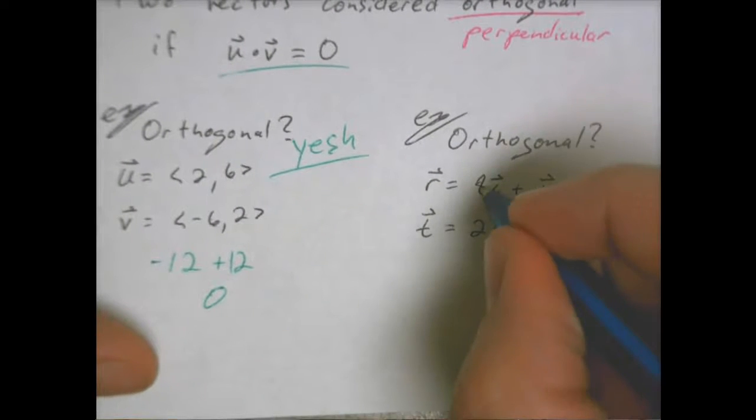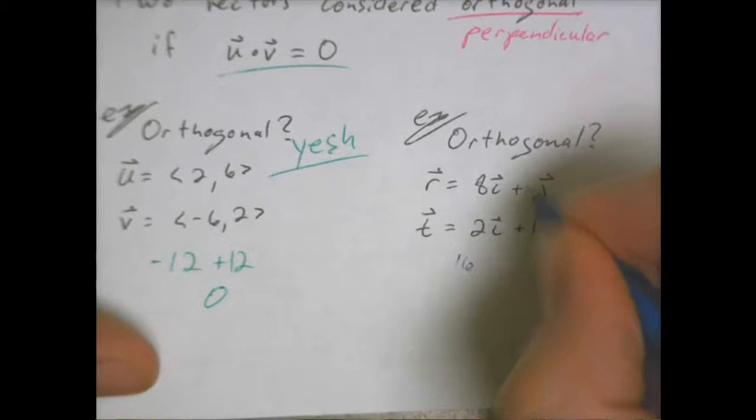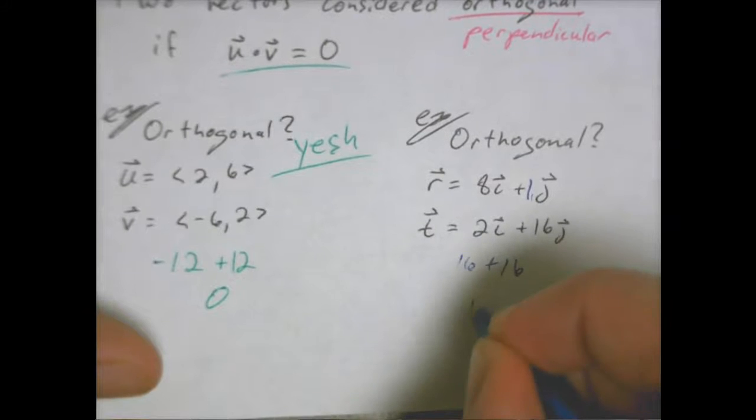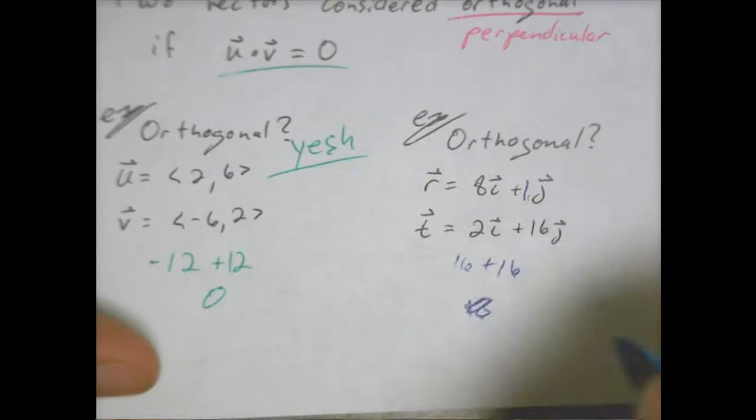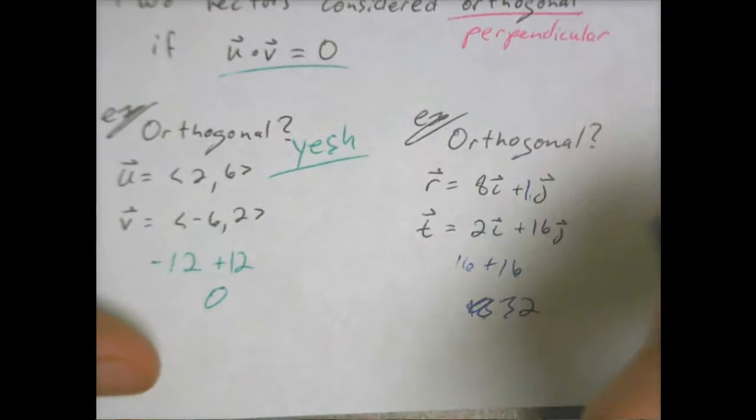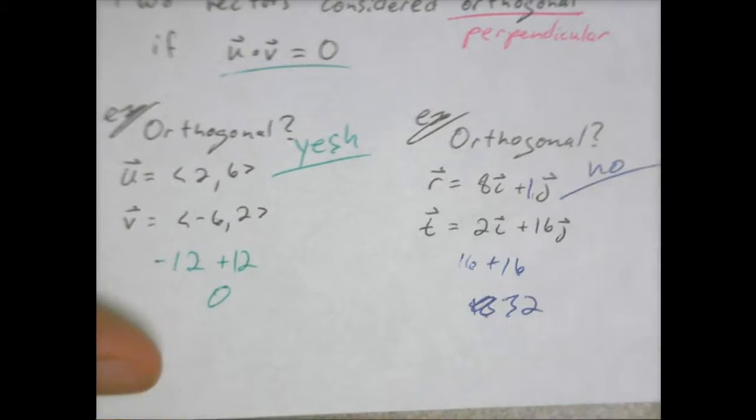And this one you have 8 times 2 is 16. 1 times 16 is 16. So then this would be 32, which is not 0, so no.